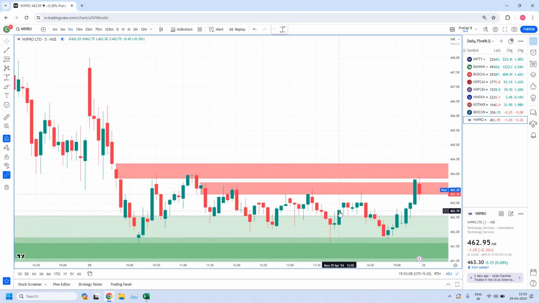But what about the RR? We have 1:3 RR from this zone to this zone. We have 1:3, that's good. A little over 1:3 is there, 1:3.1 or 1:3.2, something like that. But anyway, this is also a good trade.